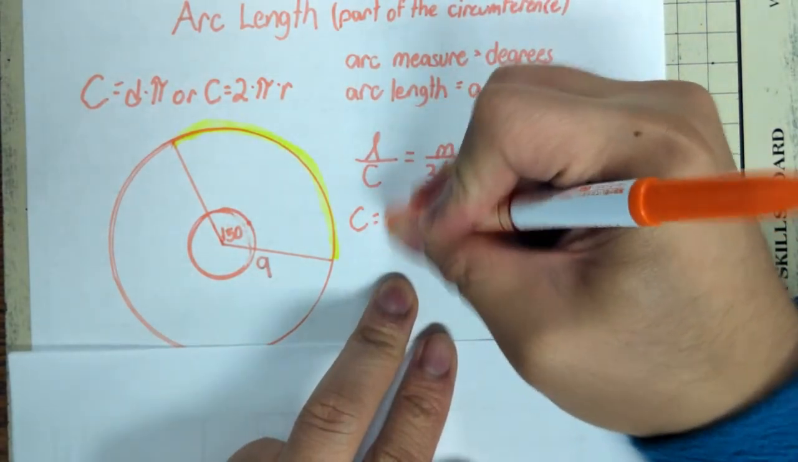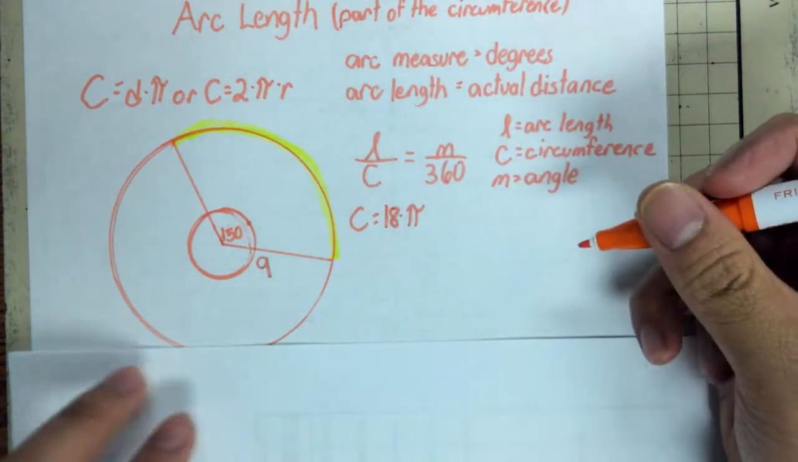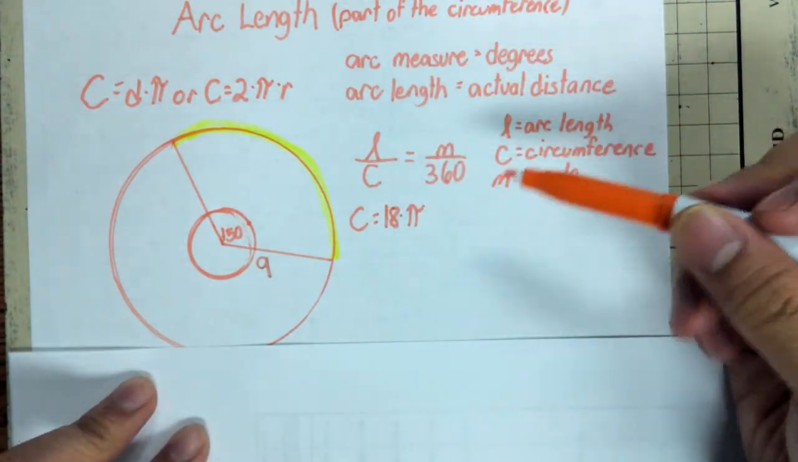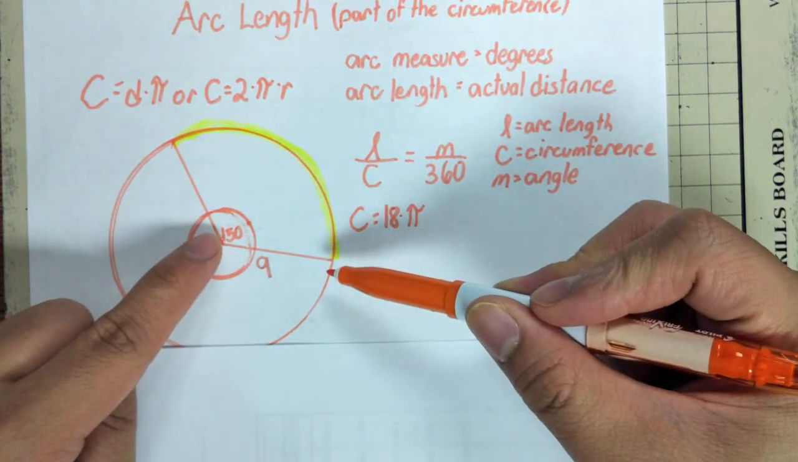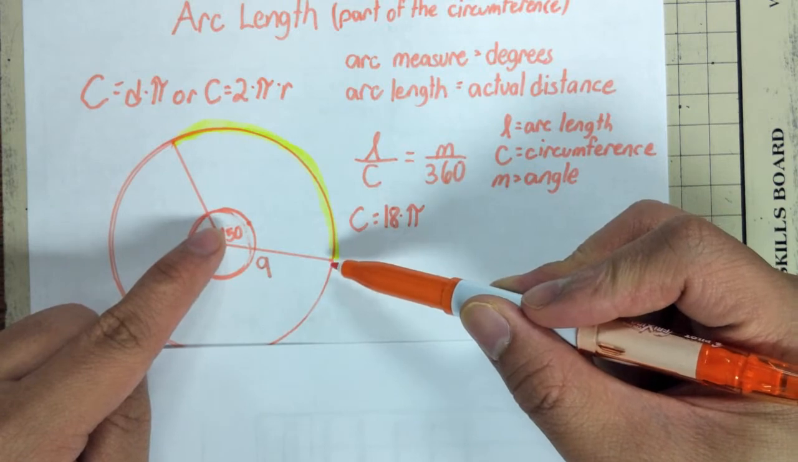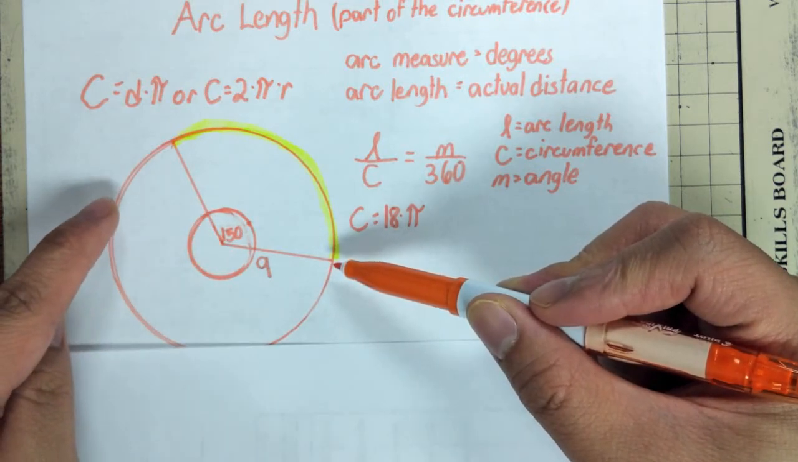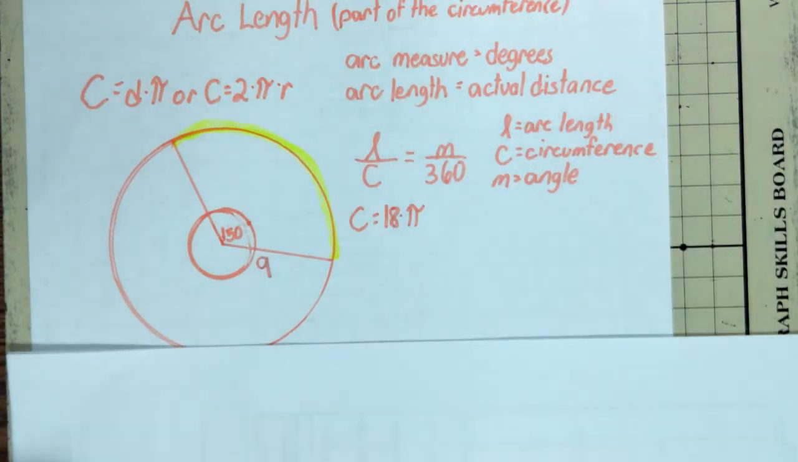My radius is 9. Apologize, 9 is not my diameter. 18 times pi. So my circumference is 18 pi. 9 is my radius. Radius is half your diameter. So from the center out here is 9. That means from your full line, double that, 18. So we have a circumference of 18 pi.